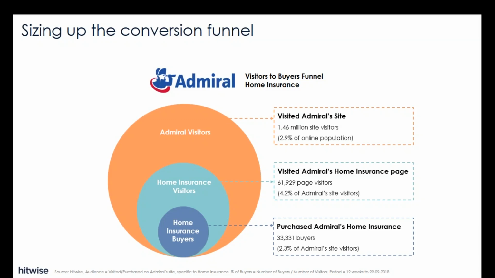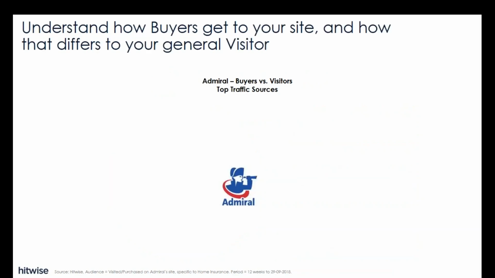So let's say I'm Admiral and I want to grow my home insurance sales. Through my conversion funnel, I can see that once a visitor is interested in a product, i.e. the home insurance page, they have a high propensity to convert. So how did my buyers come to discover my product? Let's firstly look at how visitors and buyers come to my site. Firstly, when we look at visitors, we can see that they mostly come via search and price comparison sites to get to my site.